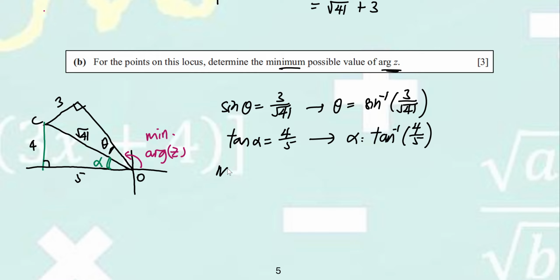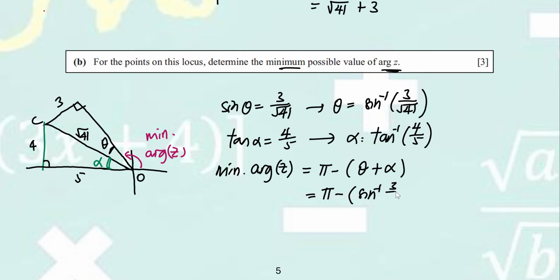So my minimum argument z is going to be pi minus theta plus alpha. So pi minus theta is arc sine 3 over square root 41, and then alpha is arctangent 4 over 5. So change the mode of the calculator into radians, then you will get 1.98 as the final answer.